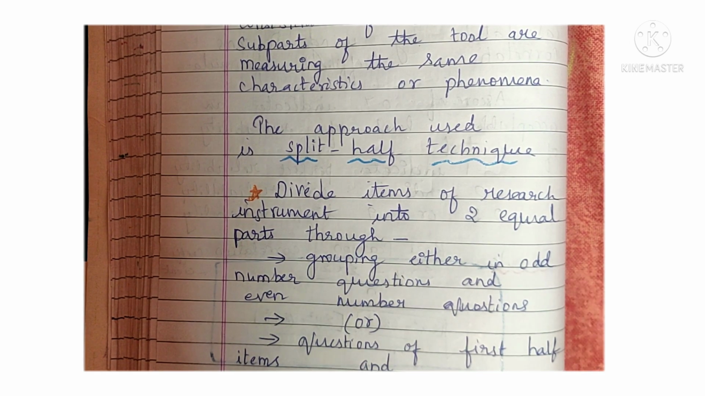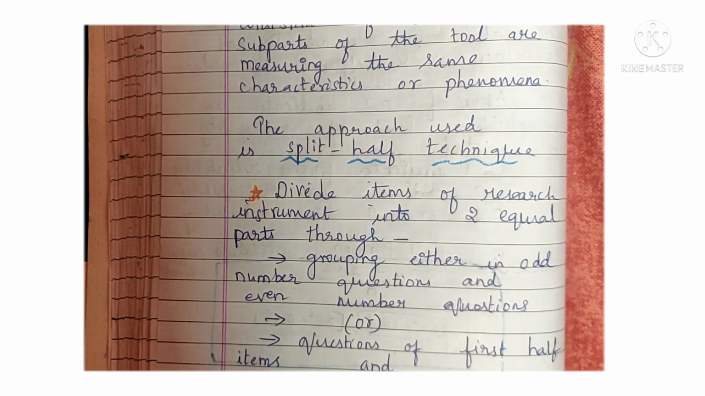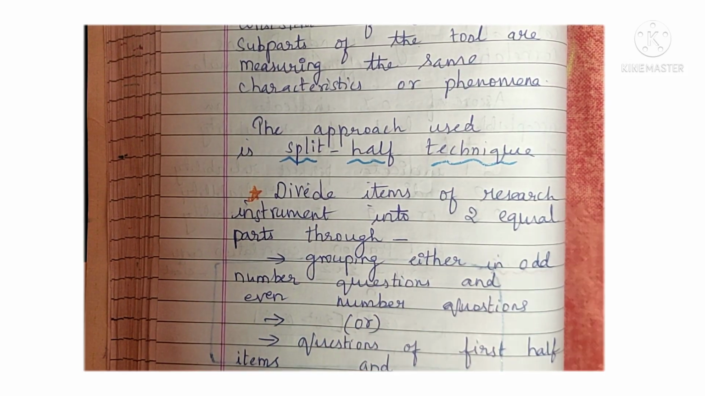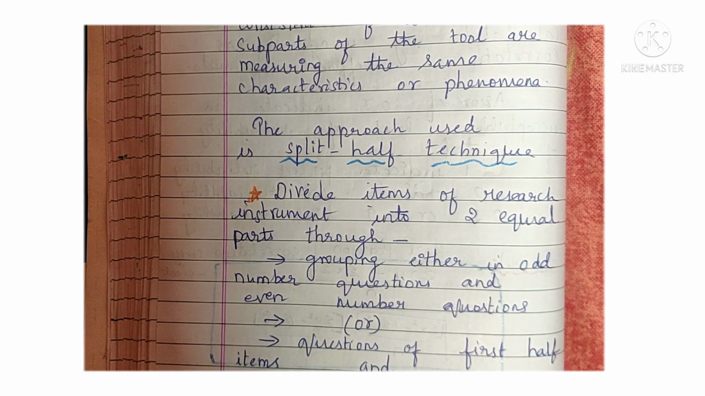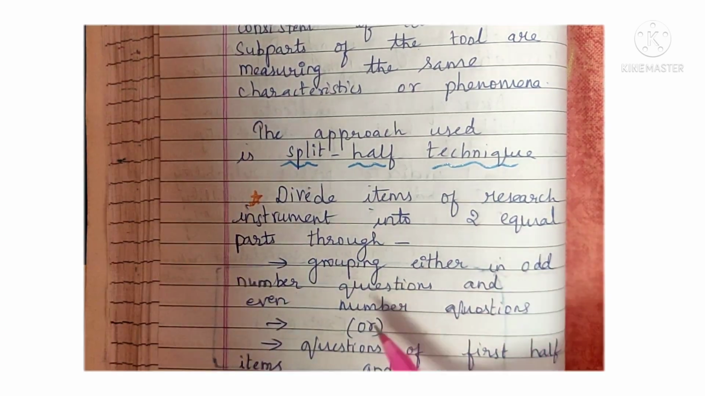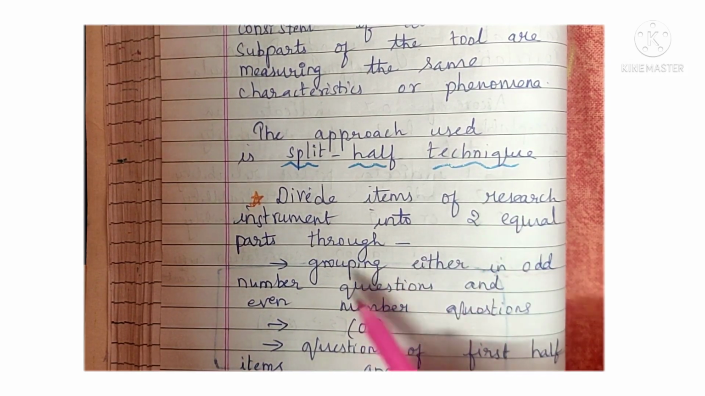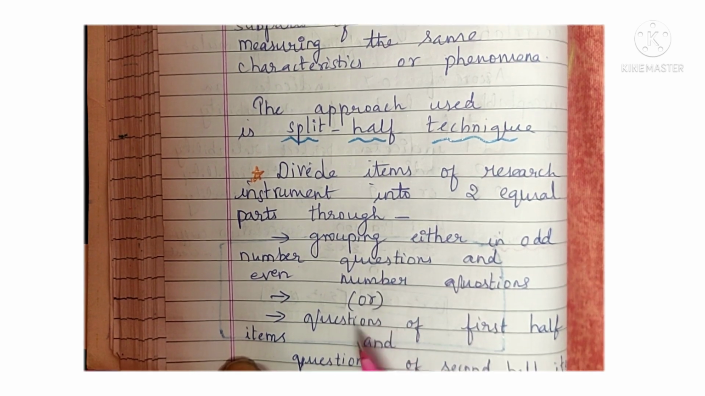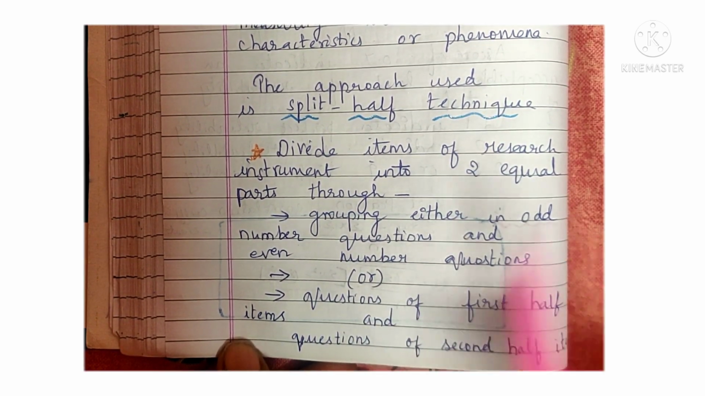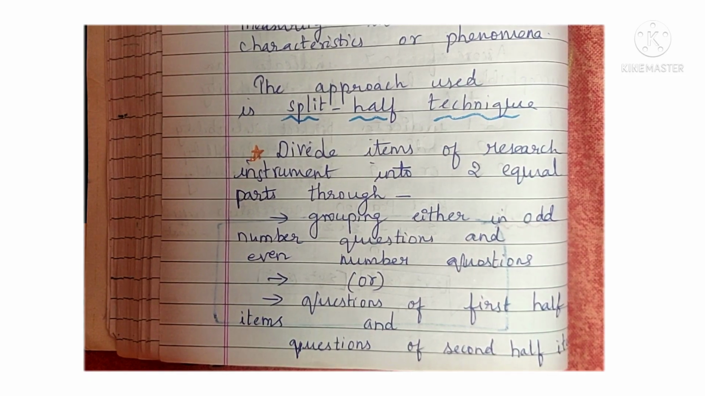So you split the odd-numbered questions to one side and the even-numbered questions to the other. Or you can take the first 10 questions in one group and the second 10 questions in another group. This is for a questionnaire. Similarly for Likert scales, with statements. Suppose you have formulated 20 statements, same thing: first statement, third statement, fifth statement, like that you can do. So you have divided the items into two equal parts through grouping, either odd-numbered or even-numbered items, or first half of the items and second half of the items.